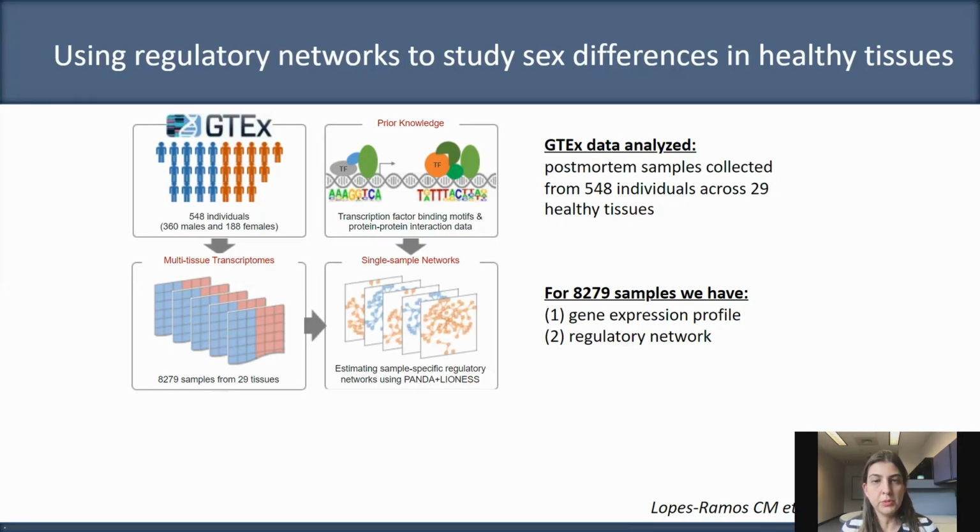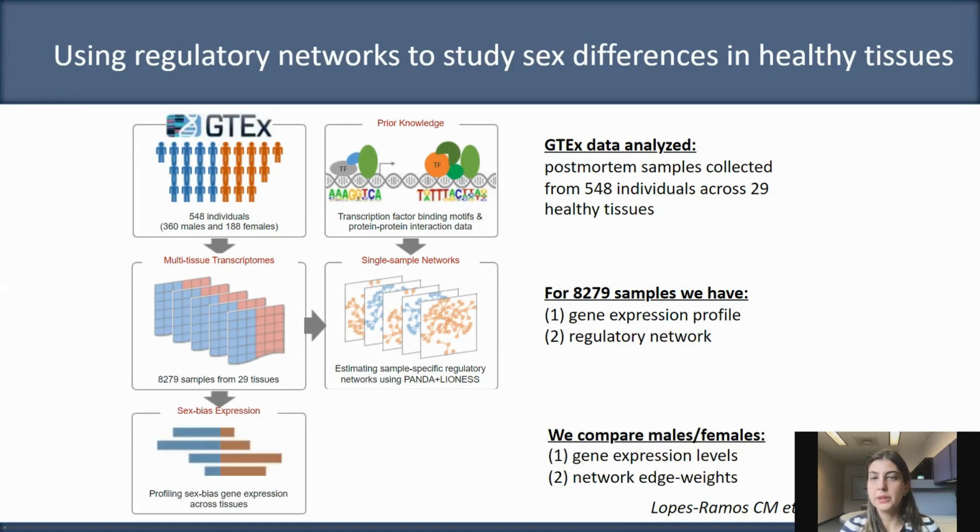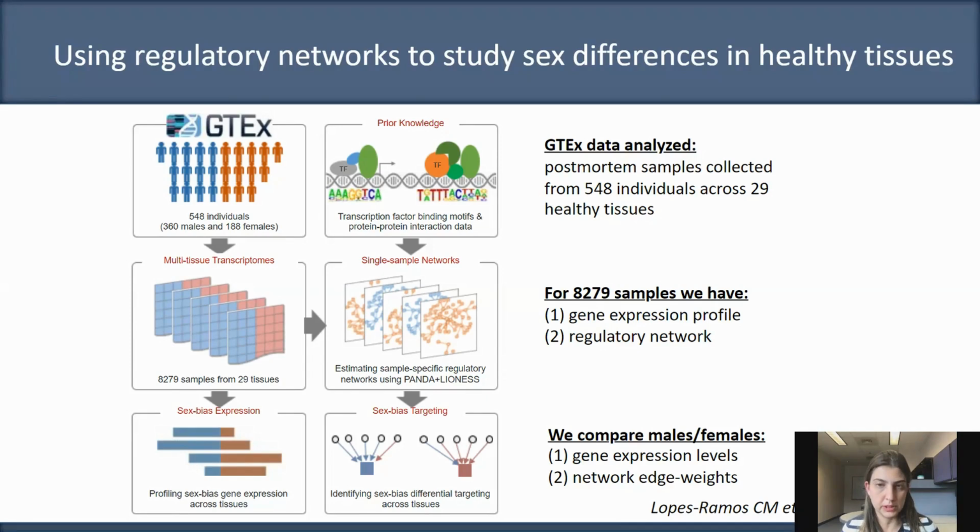And we did two main analyses. So we analyzed gene expression differences between males and females, and we also analyzed regulatory network differences between males and females.